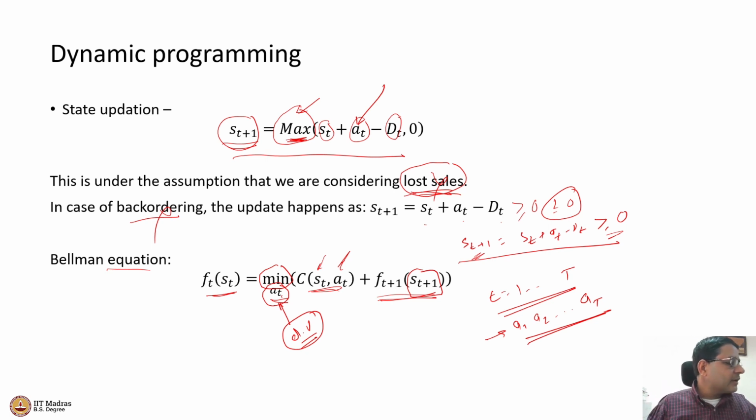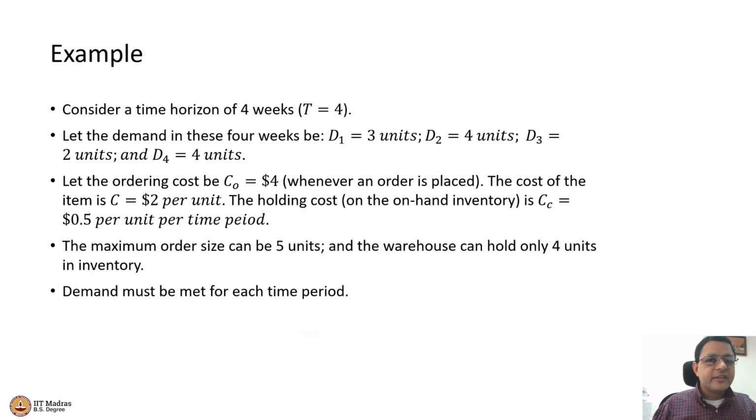Okay, so let us take a smallish example for this. Let us take a small time horizon of 4 weeks, so capital T is 4. Let us say that the demand for 4 weeks is known. It's a deterministic dynamic case. So D1 is 3 units, D2 is 4 units, D3 is 2 units, and D4 is 4 units. This is known a priori. I know this beforehand.